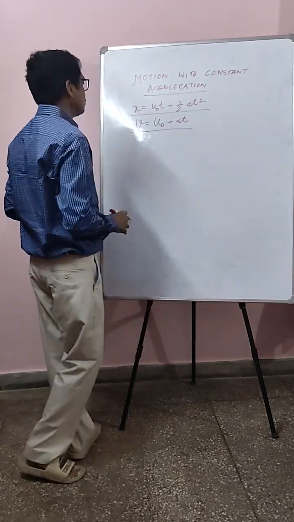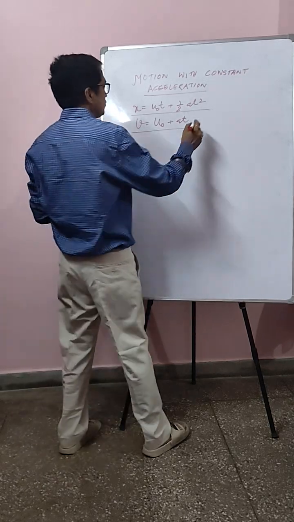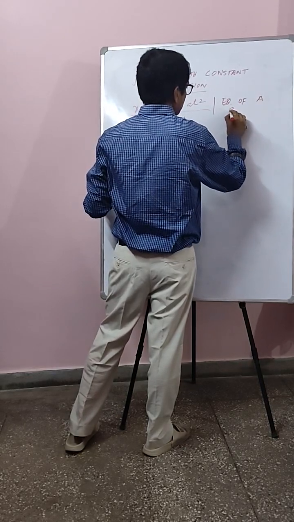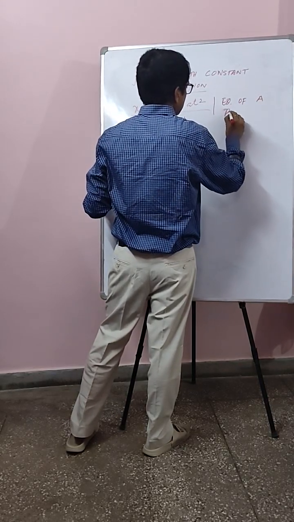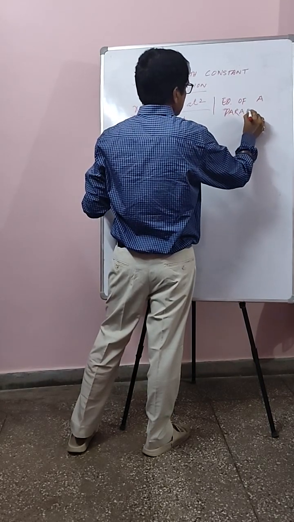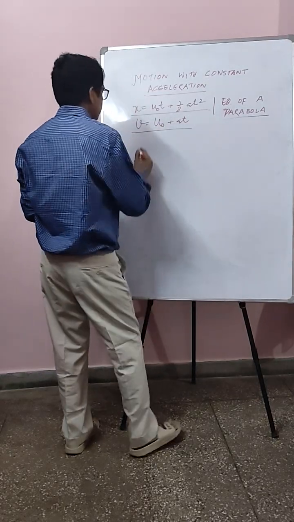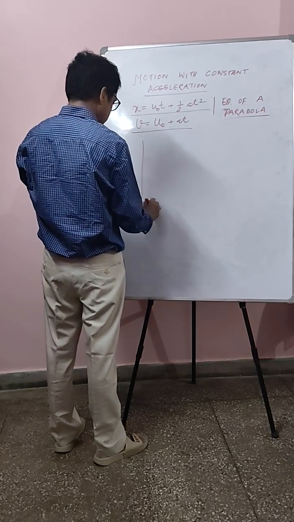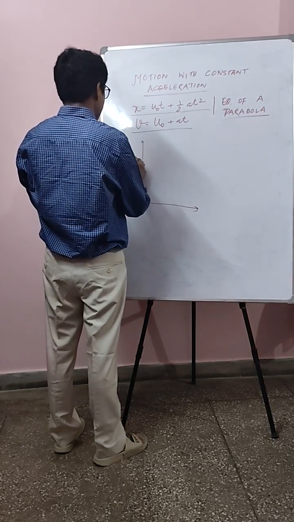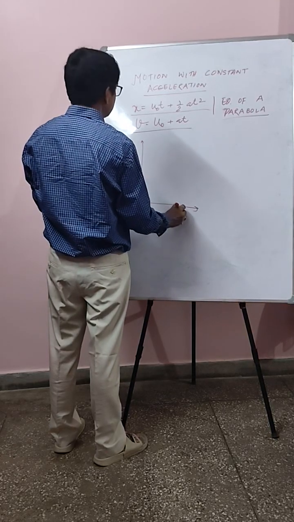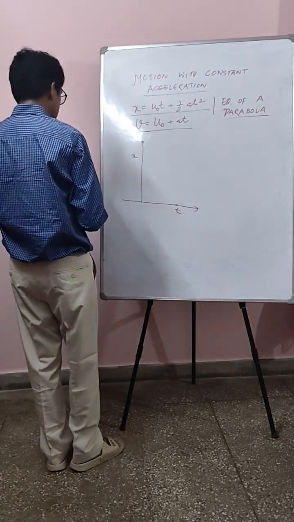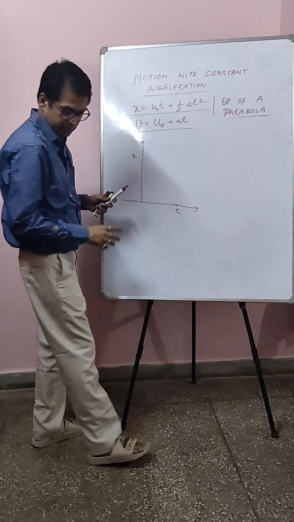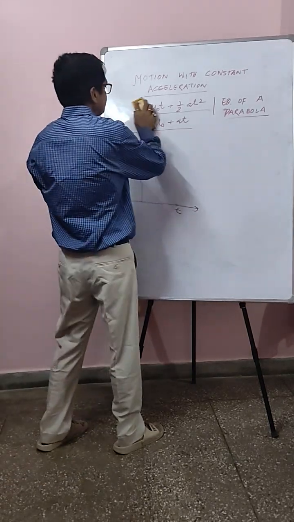So this equation, x equals u0 t plus half a t square, is the equation of a parabola, a second order quadratic equation. So this is x, this is t. Motion with constant acceleration. Displacement actually. So I'm rubbing it so that things will be more clear.